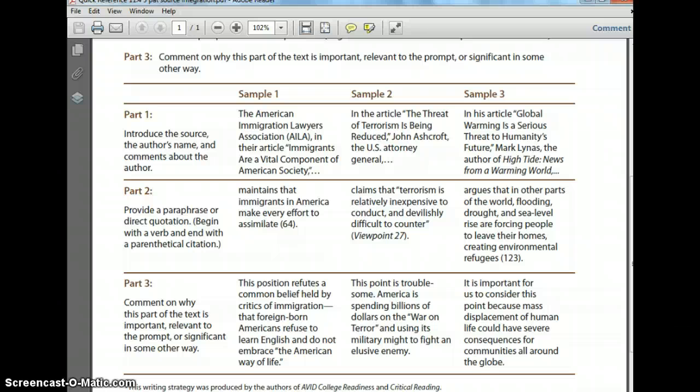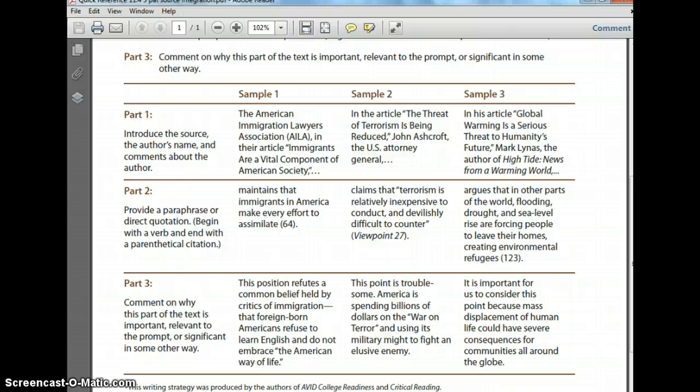This position refutes a common belief held by critics of immigration that foreign-born Americans refuse to learn English and do not embrace the American way of life. So they're saying this refutes that belief. It's showing that it maintains that immigrants in America make an effort to assimilate, which means they make an effort to learn the language and become citizens and so forth.